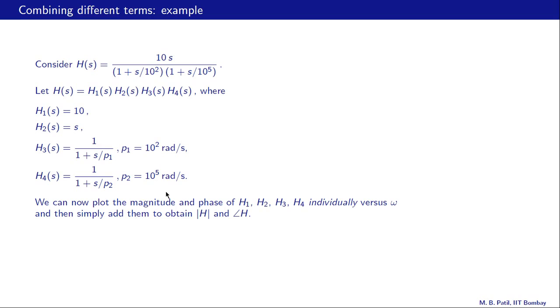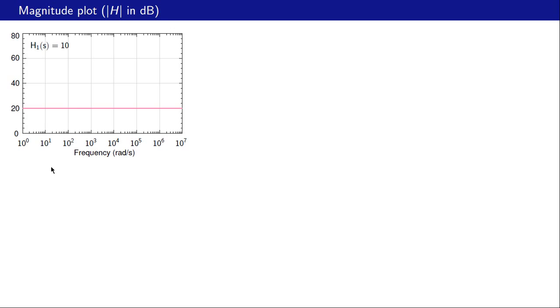And we have learnt how to plot the magnitude and phase graphs for each one of these. So we can now plot the magnitude and phase of h1, h2, h3, h4 individually versus omega, and then simply add them to obtain the magnitude and phase Bode plots. Okay, let's look at the magnitude plot first. So we're going to plot mod h in dB versus frequency on a log scale, and the frequency is in radians per second.